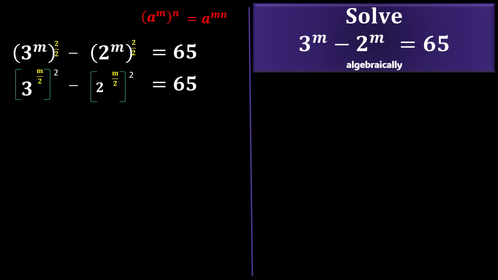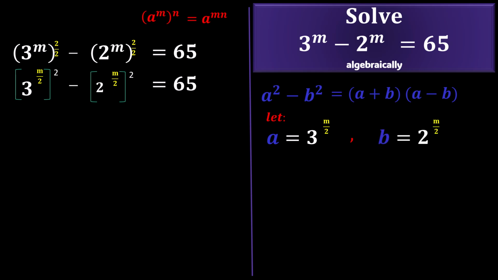We have a squared thing subtracted from another squared thing. We call this a difference of two squares. So for example, a squared minus b squared can be factored as (a plus b)(a minus b). Now, next. Let a be equal to 3 to the power of m divided by 2, and let b be equal to 2 to the power of m divided by 2. And remember, our difference of two squares is equal to 65, right?